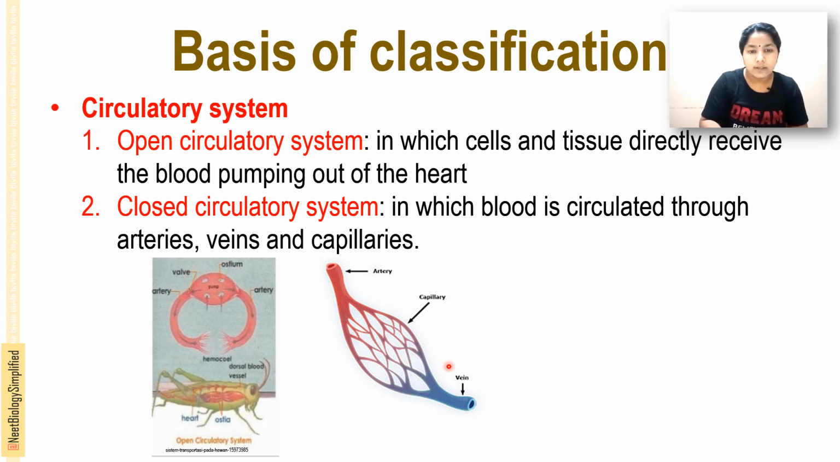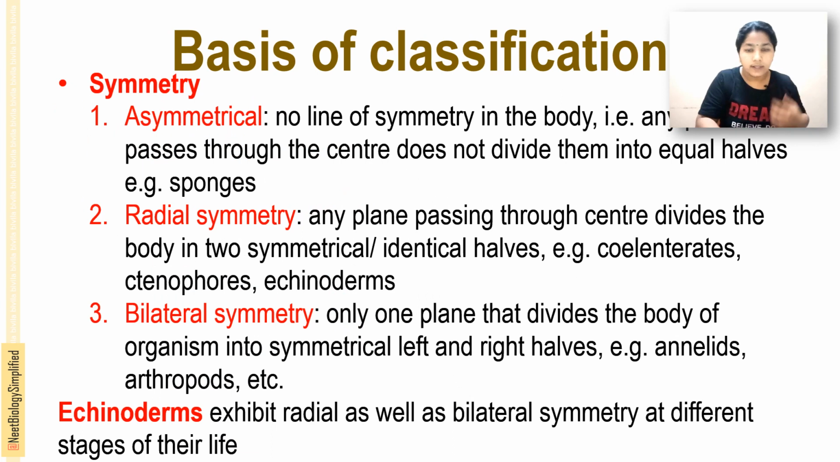Open means, you can see in this picture, a hemocoel is formed. From the arteries and veins, the blood is collected in one area, that is, the cells and tissues receive the blood pumping out of the heart directly. In the case of closed, there is a closed system, and the blood is circulated through the artery, capillaries and vein.